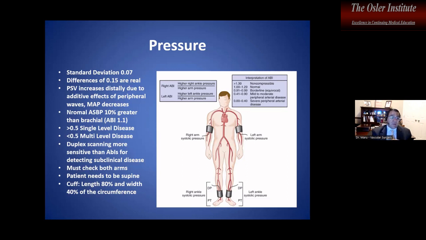Peak systolic increases distally. The normal ABI is 10% greater than the brachial. All right. When you look at the numbers and you're trying to interrogate what you've got, and you guys are now experts at this, you will look at an ABI and anything greater than 0.5, unless you have somebody with multifactorial disease, smoker, diabetic, right? Usually single level, something SFA, some sort of iliac, something or another, you can nail it with one shot.